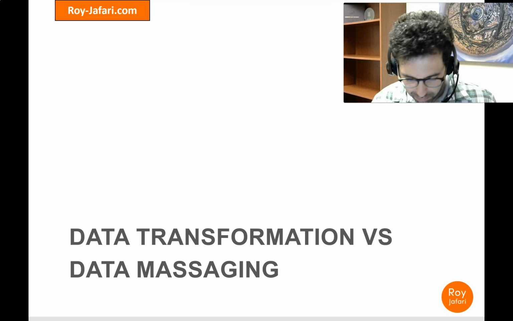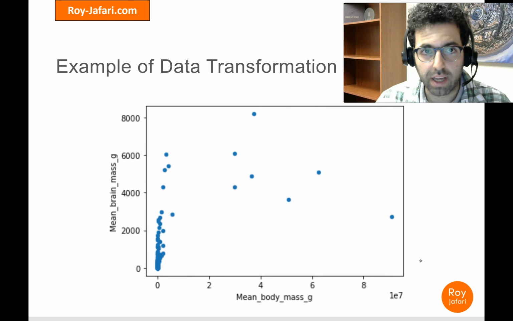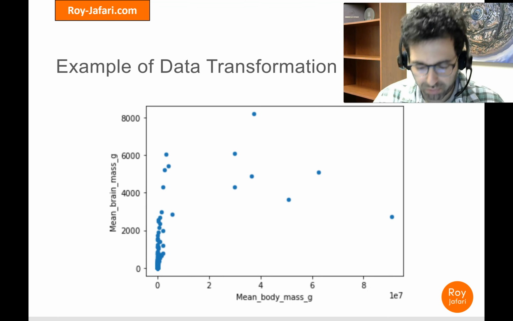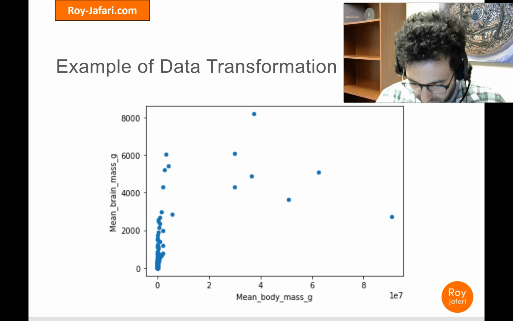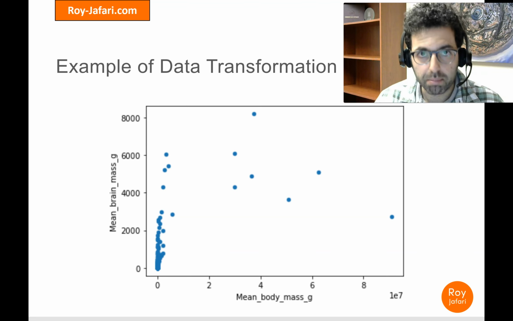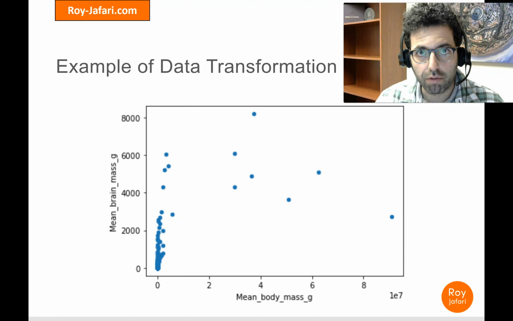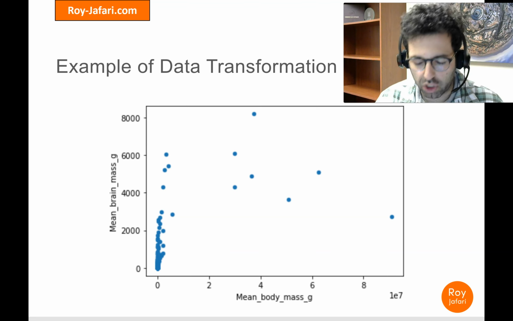So the first example we have is the example of data transformation. In this example, you can see that we are trying to see the relationship between mean brain mass and mean body mass for species. So each dot in this scatter plot is one species, including human species.